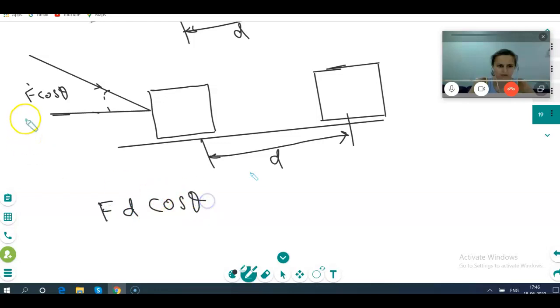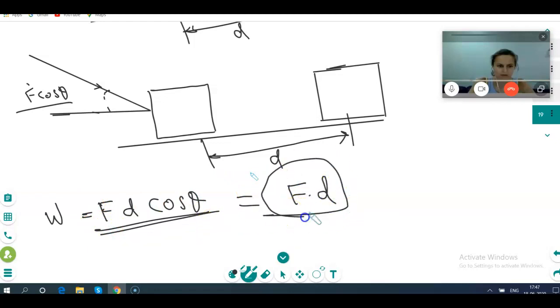Am I right or not? Is it clear? Now F D cos theta. You remember the dot product of vectors, when I taught you. So can I write W is equal to F dot D? If it is not in the same direction, we just simply multiply, a dot product, a scalar product, correct?